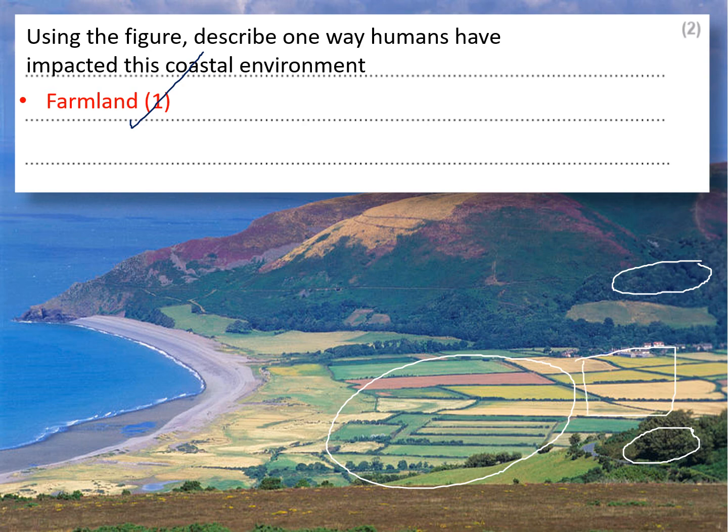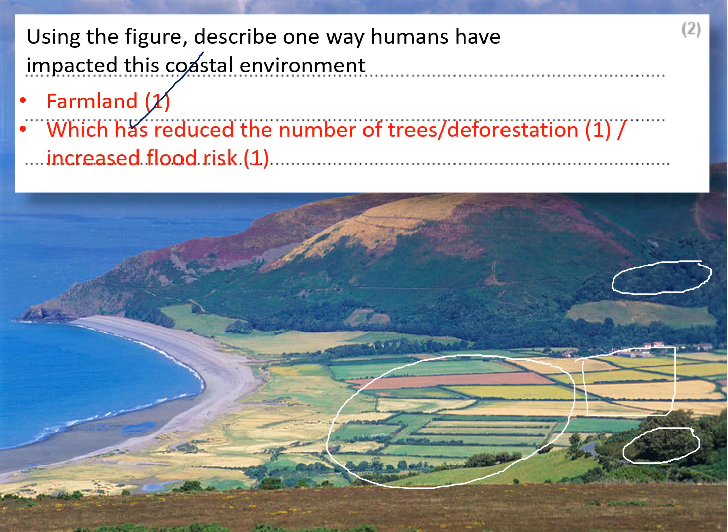So it's our old friend in geography, deforestation. You could have said it's reduced the number of trees as a development, or just deforestation. An important point you could have put is that it increases flood risk from the sea. Please give yourself a mark out of 2, check and correct.